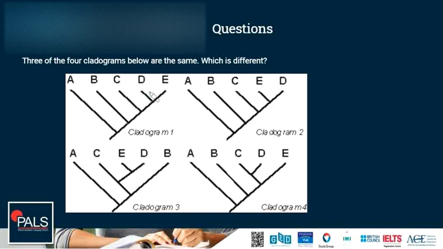The top node, the highest node in our evolutionary history, in our cladogram here, is DE. The second node is C with D and E. Then the third node is B connecting to C, D and E. And the last node is the outgroup A. Let's have a look at the rest. A connected to the rest, that's fine. A connected to the rest, A connected to the rest. So that's the same in every cladogram.